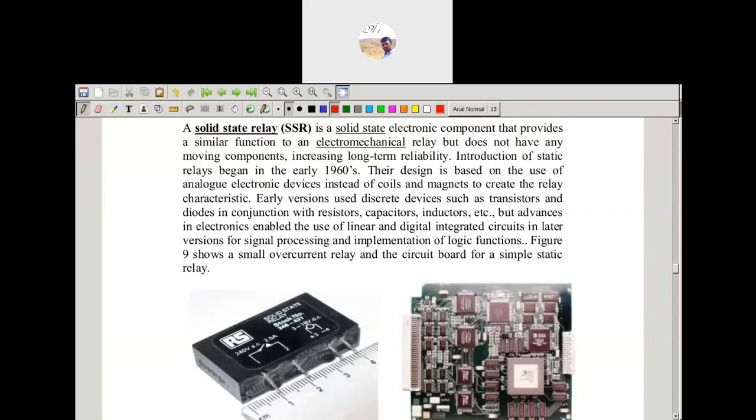at first they dealt only with resistors, capacitors and inductors, but after the advancement and evolution of electronics, transistors and diodes were also placed. These solid state electronic components have a function similar to the electromagnetic relay but do not have any moving component, and they increasingly offer long term reliability, compared to the electromagnetic relay, which still has long term reliability.